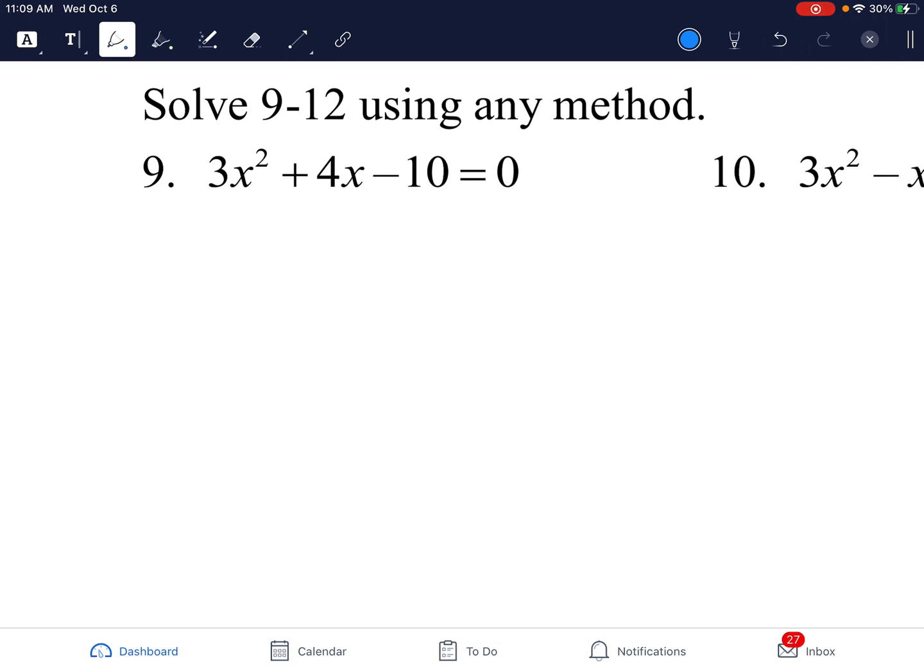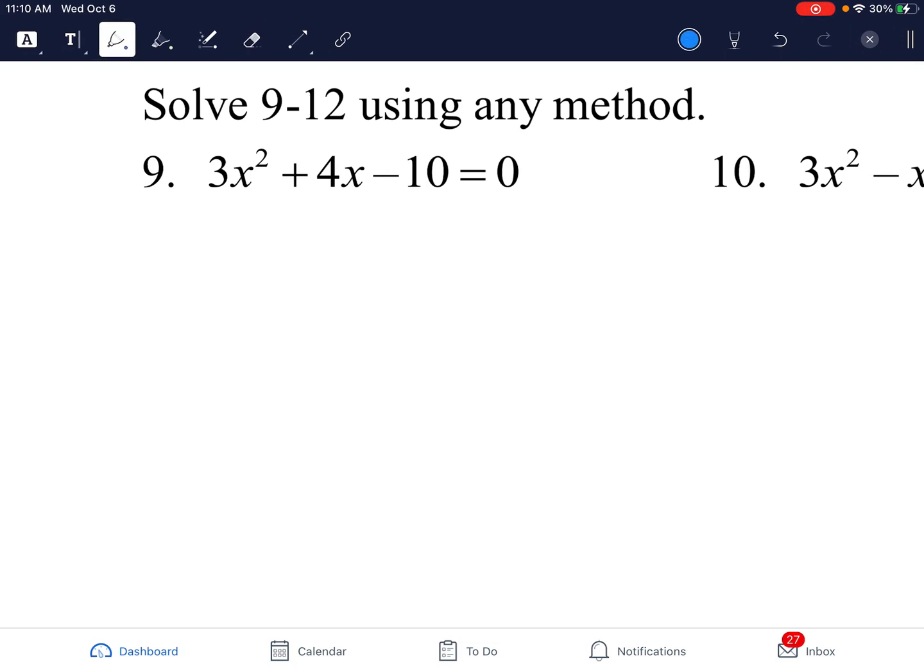So I'm going to start with the bottoms up method for number 9. I'm going to do 3 times negative 10, it gives me negative 30. I'm going to find 2 numbers that multiply to be negative 30 and add to be positive 4. So it's 3 and 10, that wouldn't work. 2 and 15 wouldn't work. 5 and 6 wouldn't work. Okay, so I don't think there is one. So we're going to switch gears.